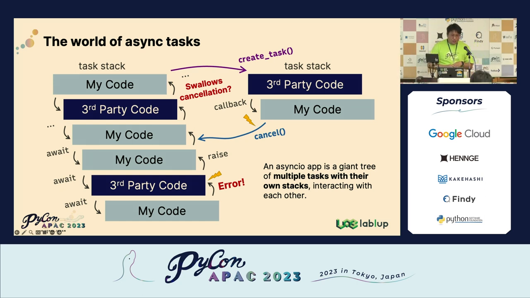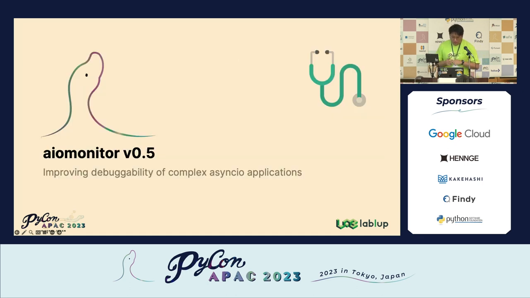This is a simple visualization of some situations like that. Basically, an asyncio application is composed of many tasks interacting with each other and spawned by some other task. So it is like debugging multi-threaded applications that have a lot of frequent interactions between threads. But for threads, we have many existing debugging utilities and methodologies. For the asyncio ecosystem, we did not have such good support yet. So that's why I'm developing AI monitor.